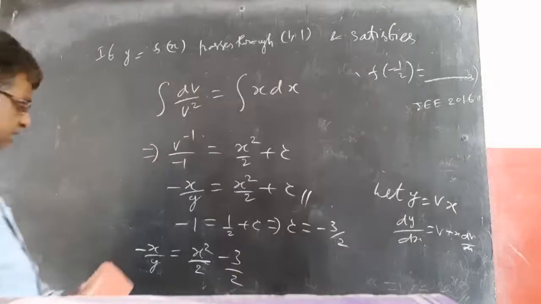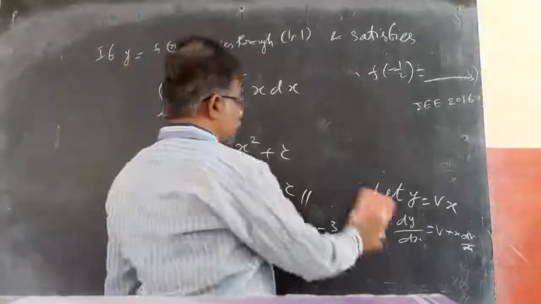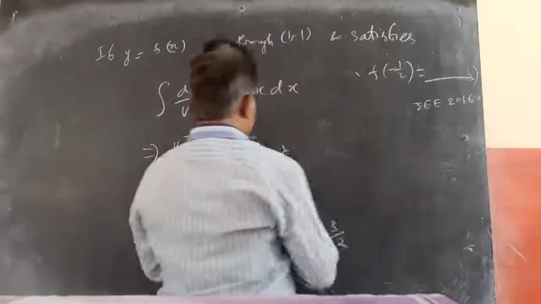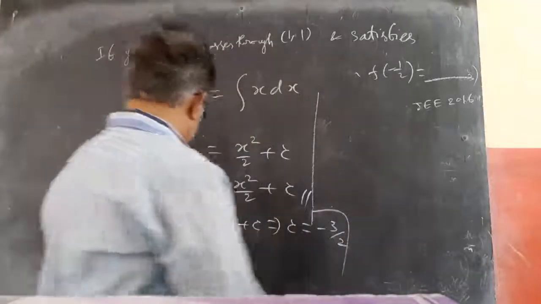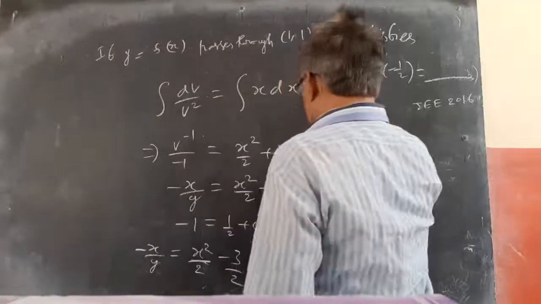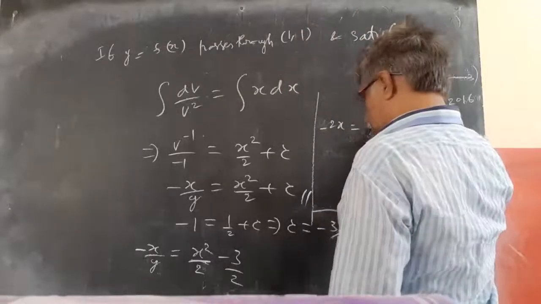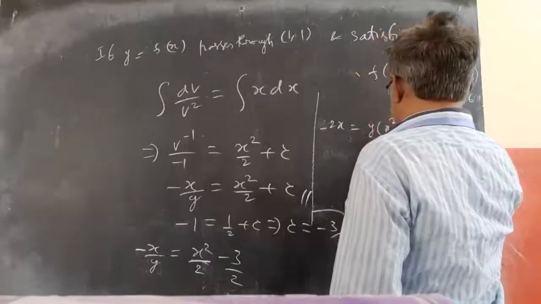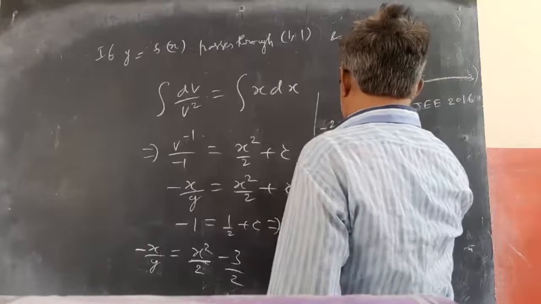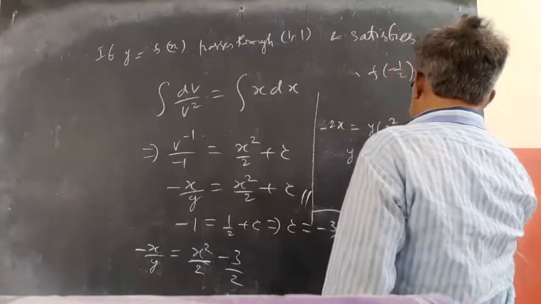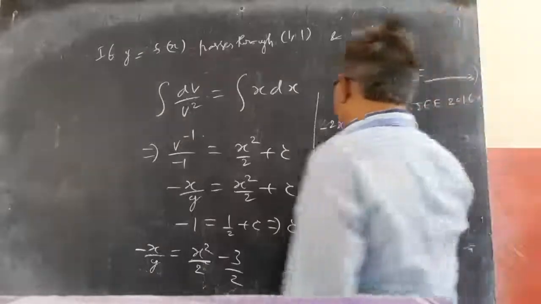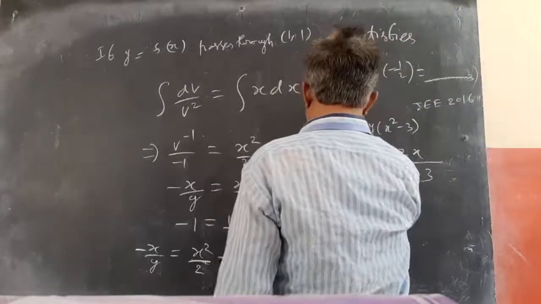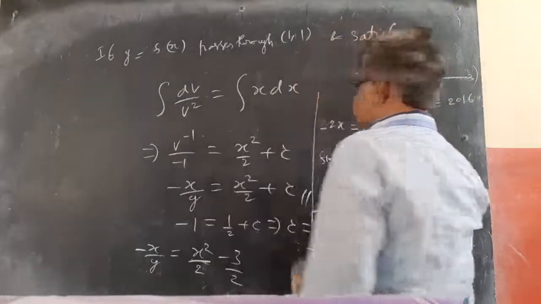If I take 2 LCM and simplify, what do I get finally? I will do here itself. So if I take 2 LCM and bring on to that side, minus 2x equal to y into x square minus 3. This x square minus 3 to this side, y is equal to minus 2x by x square minus 3. Now he is asking y is f of x. So f of x equal to this much.